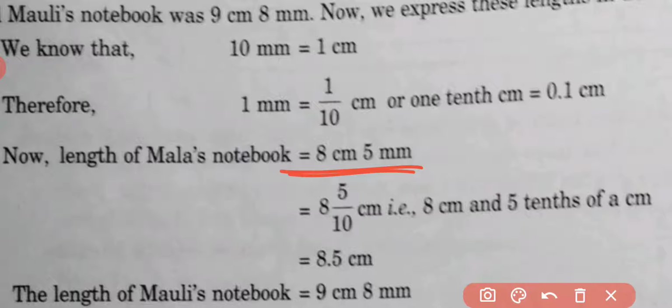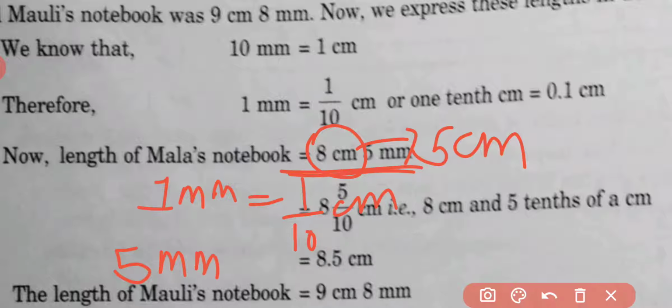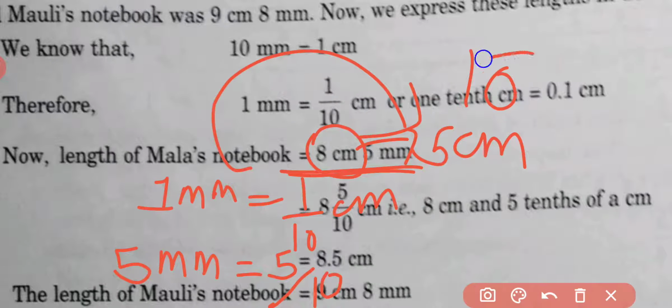So we have to change into the same unit. It means 8 centimeter and 5 also in centimeter. We know that 1 millimeter is equal to 1 by 10 centimeter. So 5 millimeter will be equal to how much? 5 upon 10. If you want to change from millimeter to centimeter, you have to divide that number by 10. So here 5 millimeter is given, so we'll divide 5 by 10 and it can be written as 0.5.